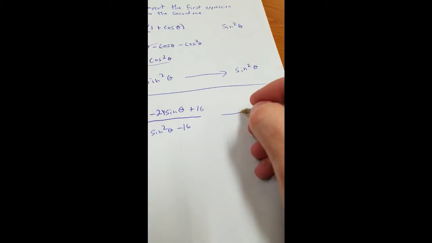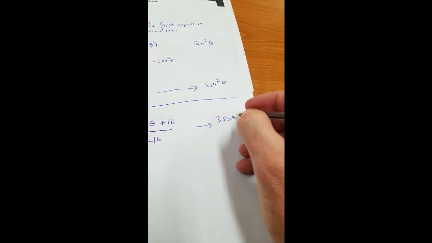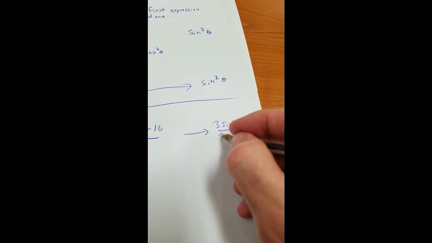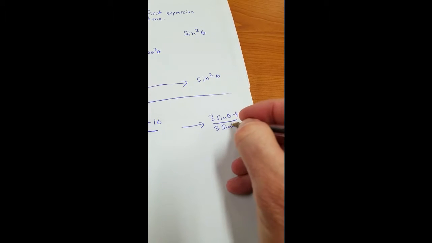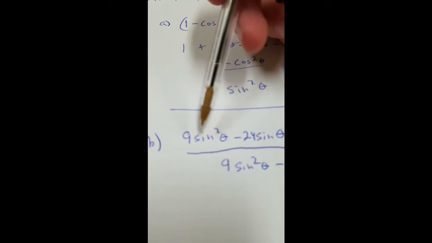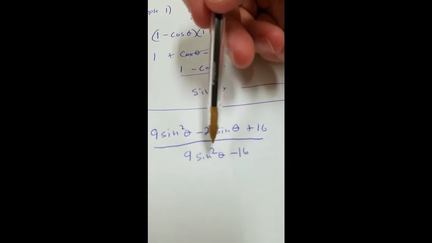What we want to do is convert that into 3 sine of theta minus 4 over 3 sine theta plus 4. Well, maybe you can see it already. It's just going to be a factoring trick. This is really no more than just a factoring problem. So I want to think of sine squared and sine as being like an x squared and an x. So you could think of this as being 9x squared minus 24x plus 16 over 9x squared minus 16.